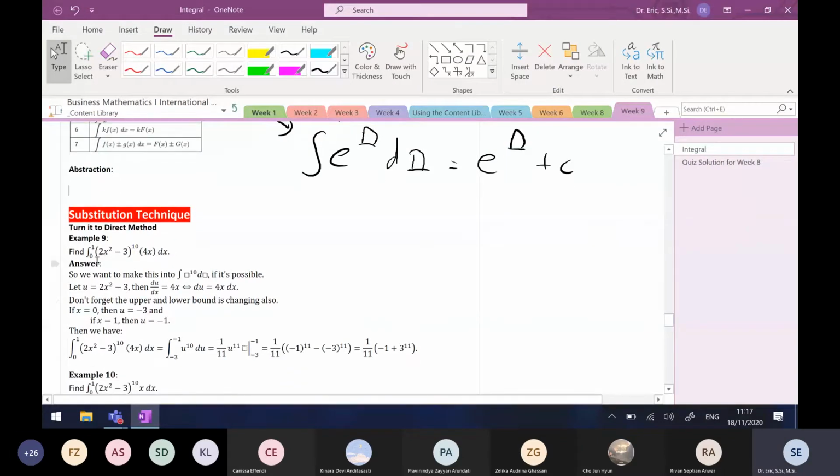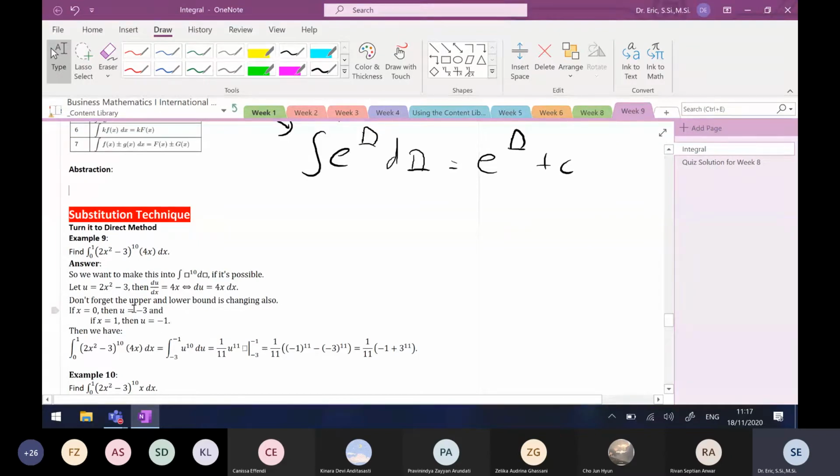Don't forget, 0 and 1 is the boundary for x. So if we change to variable u, we must change the boundary also. When x equals 0, u should become minus 3. What about x equals 1? When x equals 1, you just substitute: 2 times 1 squared minus 3 will become minus 1.